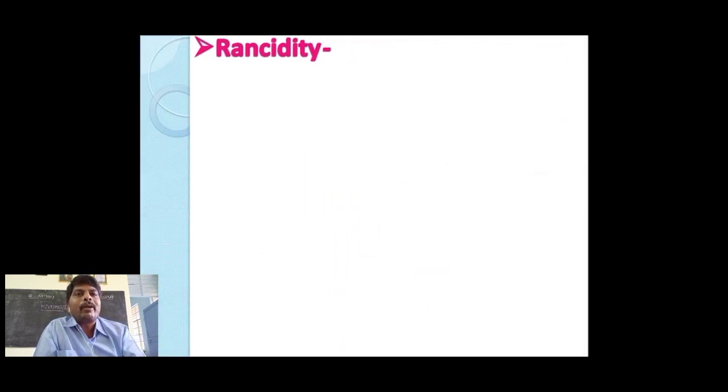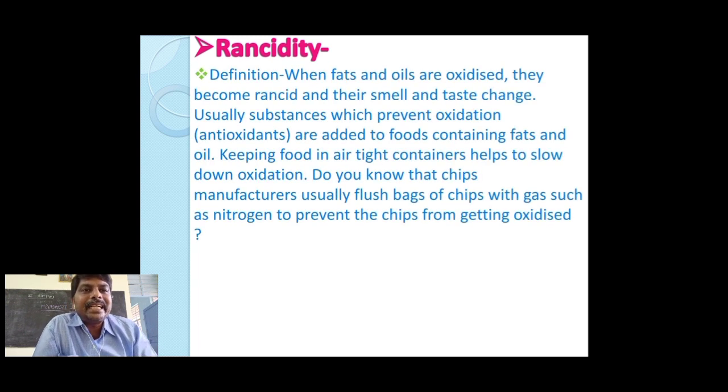Now you can see one more example of oxidation in our daily life, that is rancidity. When fats and oils are oxidized, they become rancid, and their smell and taste change. Usually substances which prevent oxidation, you have to underline this word, which prevent oxidation, antioxidants, are added to foods containing fats and oil.